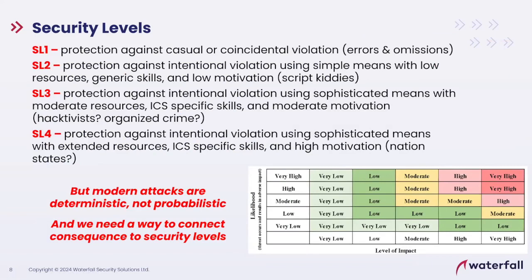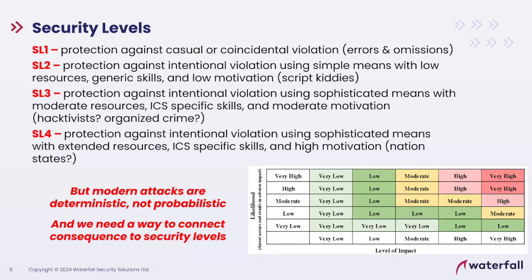62443-3-3 defines these security levels, 1 through 4, and defines the security levels in terms of the adversary. SL1, protection against casual or coincidental violation of security policies. This is like, we're talking accidents. We're talking errors and omissions. SL1 protections are measures to help prevent, nothing can prevent entirely, to help prevent errors and omissions.